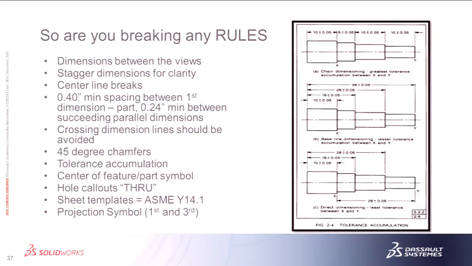Tolerance accumulation, like I was saying earlier: if you're using GD&T and you're using basic dimensions, it doesn't matter if you use chain or baseline or direct. They're all the same because the tolerance is in the feature control frame. But if you're using coordinate dimensioning, and you want the least amount of tolerance stack between two important faces or features or holes or whatever it is, you need to use the bottom one, direct dimensioning. If you use chain dimensioning, you're going to get the greatest accumulation between X and Y, and baseline is going to provide the second most. So keep that in mind.